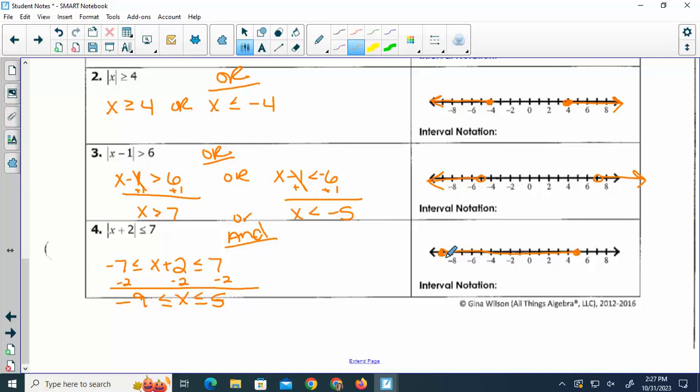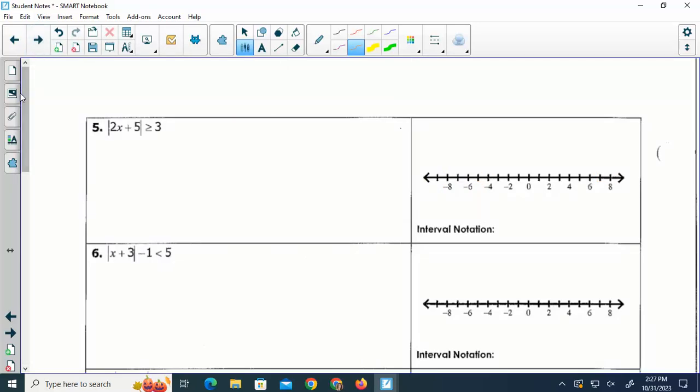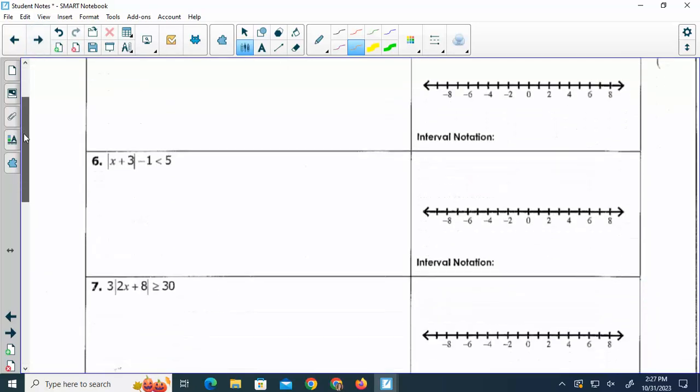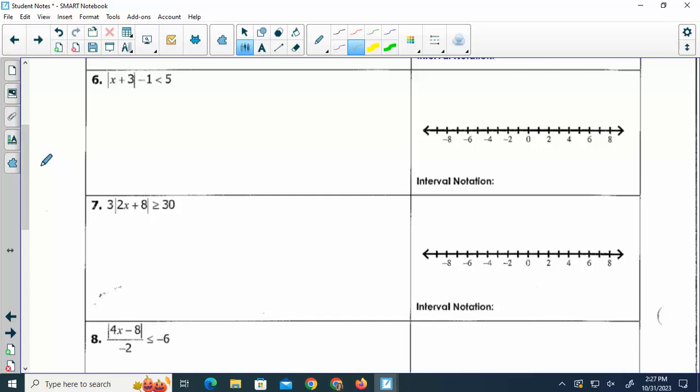Any issues with those? On the back, I'm probably going to start jumping around a little bit. We're not going to do all of these. Let's look at number 6. How is this problem different? The absolute value is not alone. We have something with it.